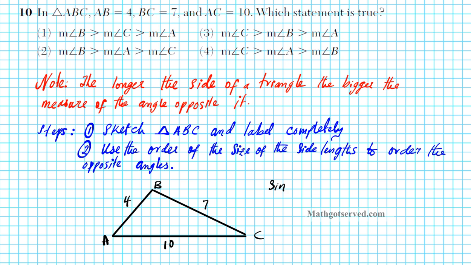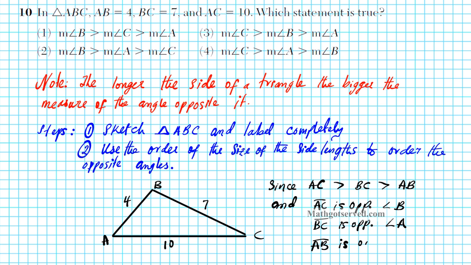Now, since the length of segment AC is greater than the length of segment BC, and the length of segment BC is greater than the length of segment AB, and since segment AC is opposite angle B, and I'm following the order here, AC first is opposite angle B. Segment BC is opposite angle A. And AB, the shortest side, is opposite angle C.